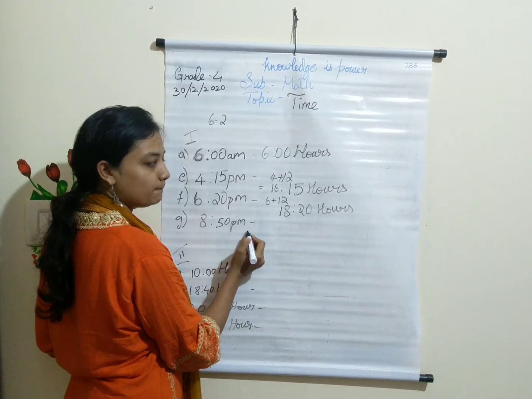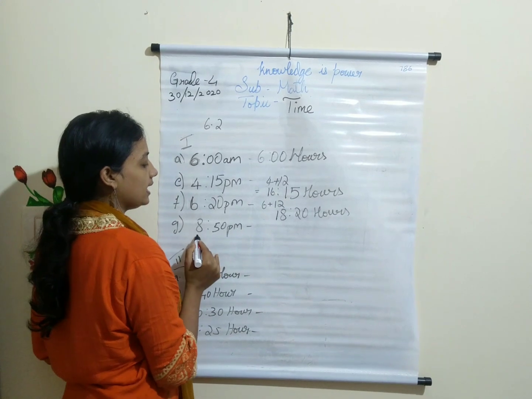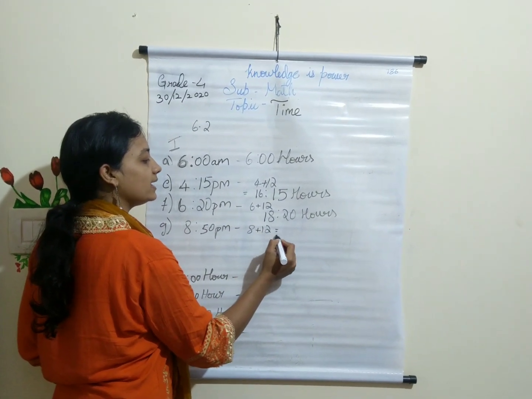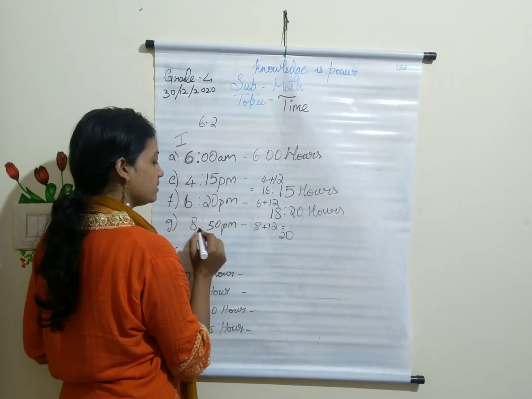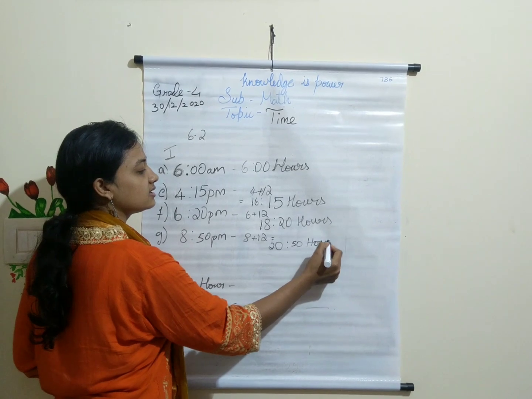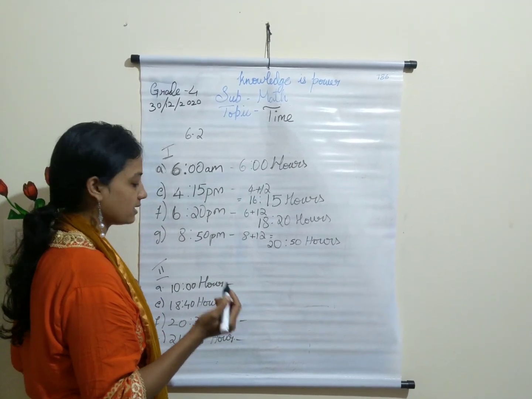Now 8:50 PM. Children, see the questions. I have taken E, F and G. 8:50 PM. So add 8 to 12. You get 20. So time is 20:50 hours. The other 4 sums are for you to practice.